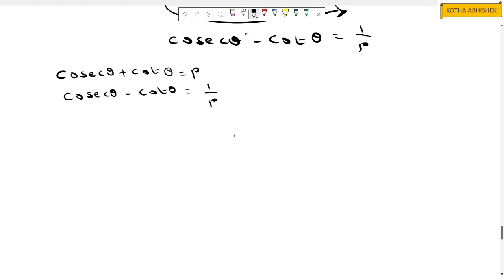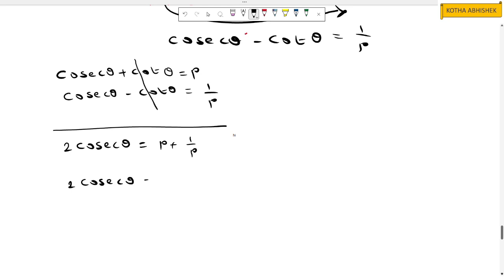First, do addition of these two equations, so that cosec theta plus cosec theta is 2 times cosec theta, plus cot theta minus cot theta cancel, which equals p plus 1 by p. Let us try to simplify this further. 2 cosec theta equals p into p square plus 1 divided by p. Now taking 2 also to the right side, so cosec theta equals p square plus 1 divided by 2p.